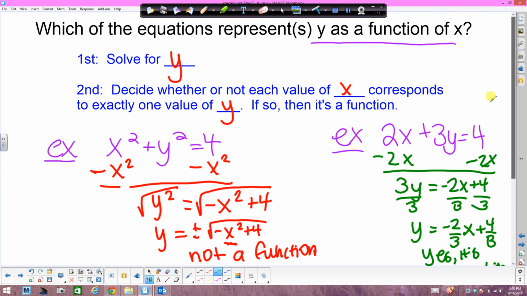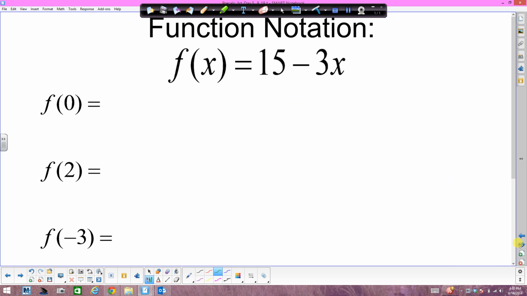So make sure you remember you solve for y for those and then figure out, is there any x value I can plug in where I would get two different answers?